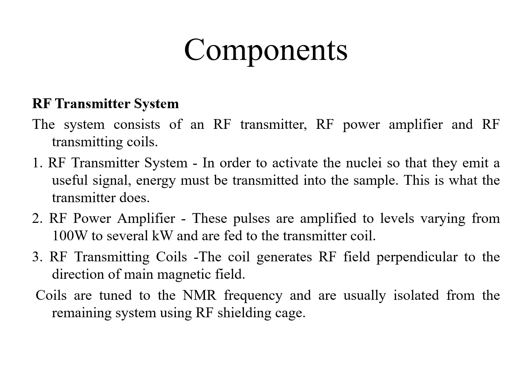RF power amplifier. These pulses are amplified to a level varying from 100 watts to several kilowatts and offered to the transmitter coil. RF transmitting coil. The coil generates an RF field perpendicular to the direction of the main magnetic field.